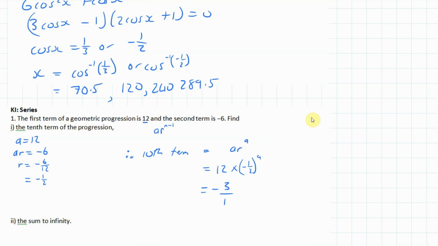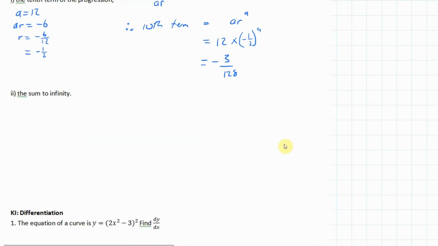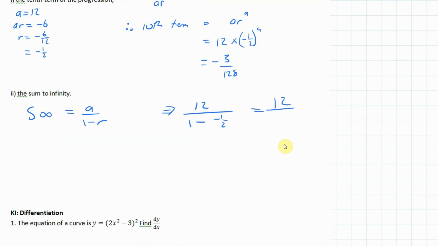So let me see. What is the sum to infinity? Now, you get this in the formula sheet, but the sum to infinity is a over 1 minus r. So in this case, we're going to go 12 over 1 minus, now r is minus 1/2, which is equal to 12 over 3 over 2, which is equal to 8.